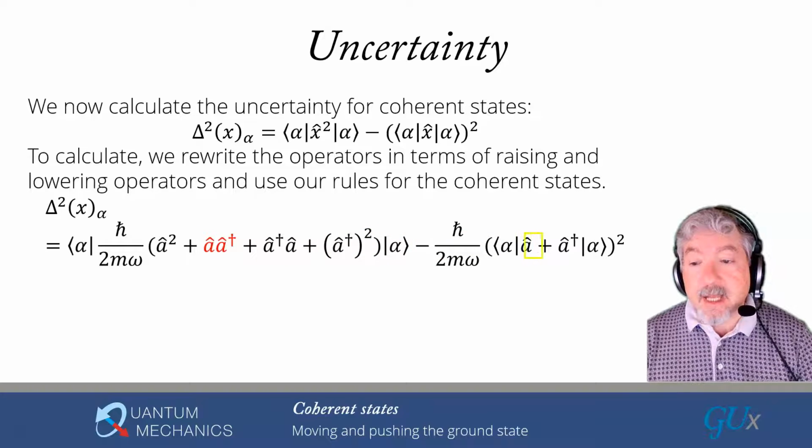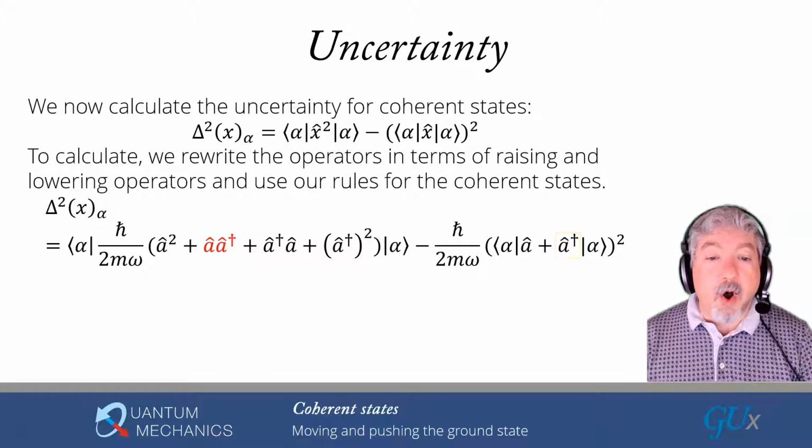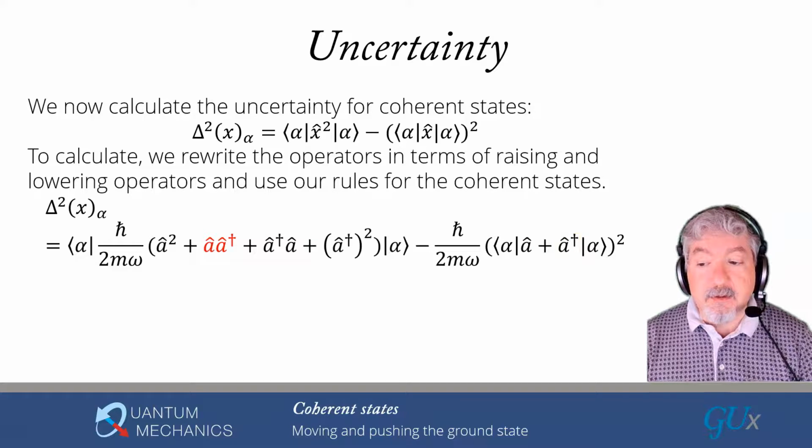The second term is just an a hat plus a hat dagger. I don't have to worry about any ordering there. Now, all of those terms in the left-hand term are in normal ordered form except for the one in red. So how do I get it in a normal ordered form? I just do the add 0 trick.